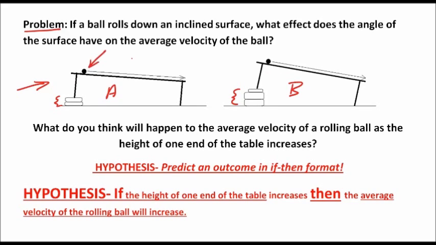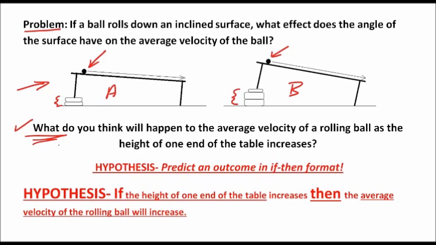And they imagine that if they placed a ball on each table and let the ball roll down, that they could answer this question. What do you think will happen to the average velocity of a rolling ball as the height of one end of the table increases? And if you look at this and recognize it, this is the problem simplified in its simplest terms, written as a question. What do you think will happen to the average velocity of the rolling ball as the height of one end of the table increases? And they predicted an answer to that question before they ever let the ball roll down the table.